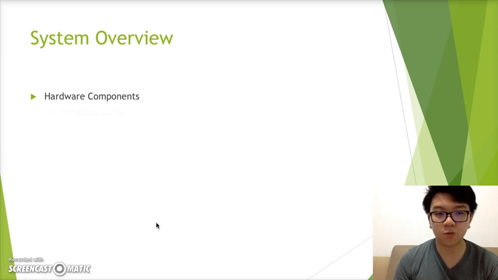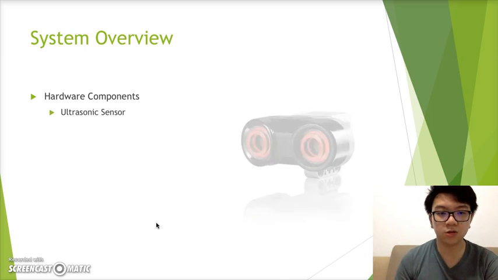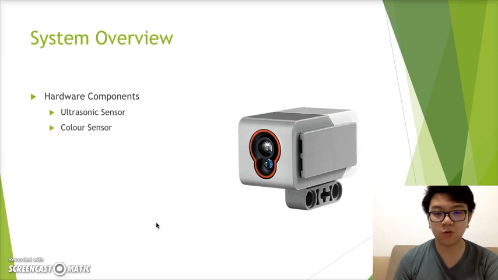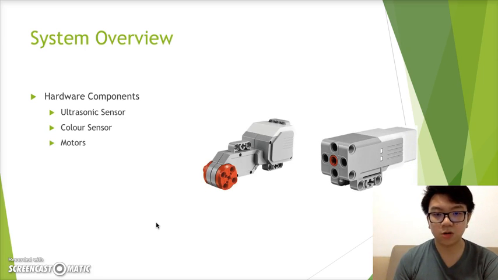Firstly, we have our hardware components. We use ultrasonic sensor to detect obstacles. We use our color sensor to detect deposits, boundaries, and the corners. Then we use our motors to do our robot movement and dropping token as well.